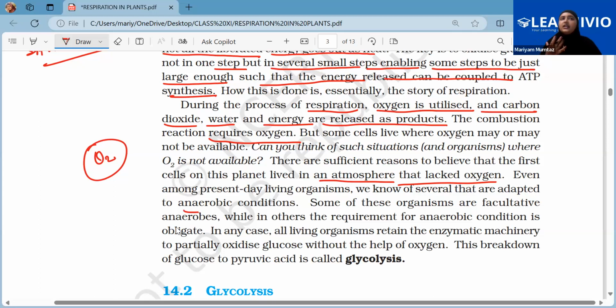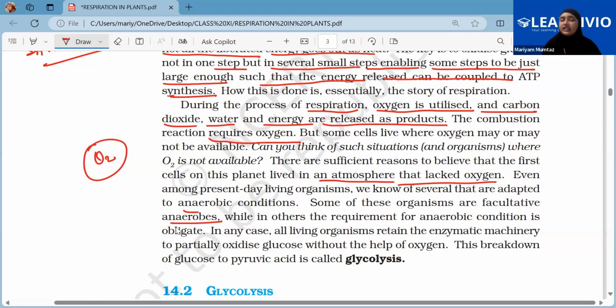See, initially, when the earth was formed, oxygen was not there. That is why prokaryotic organisms are the first inhabitants of the earth, because they were mostly anaerobic, right? All the monerans were anaerobic in nature. So some of these organisms are facultative anaerobic, meaning they respire aerobically. Aerobically means they respire in the presence of oxygen. But if just in case the oxygen is not available, then they can respire anaerobically, meaning without oxygen as well. So those organisms are known as facultative anaerobic.